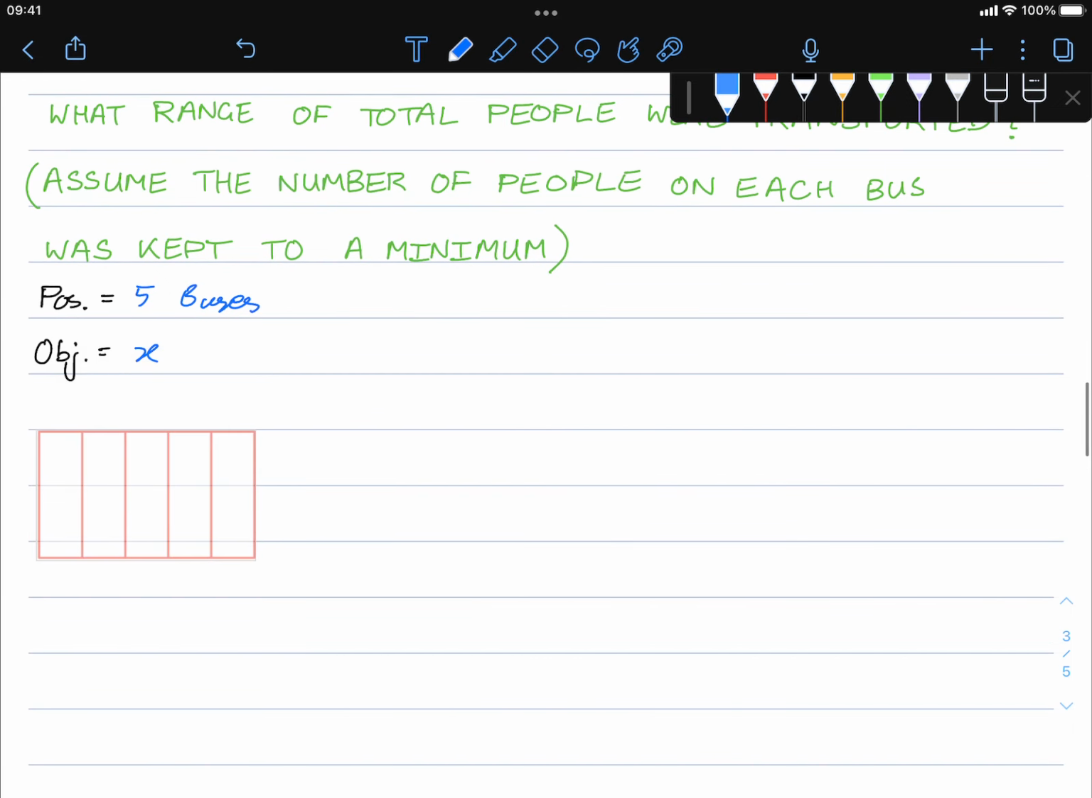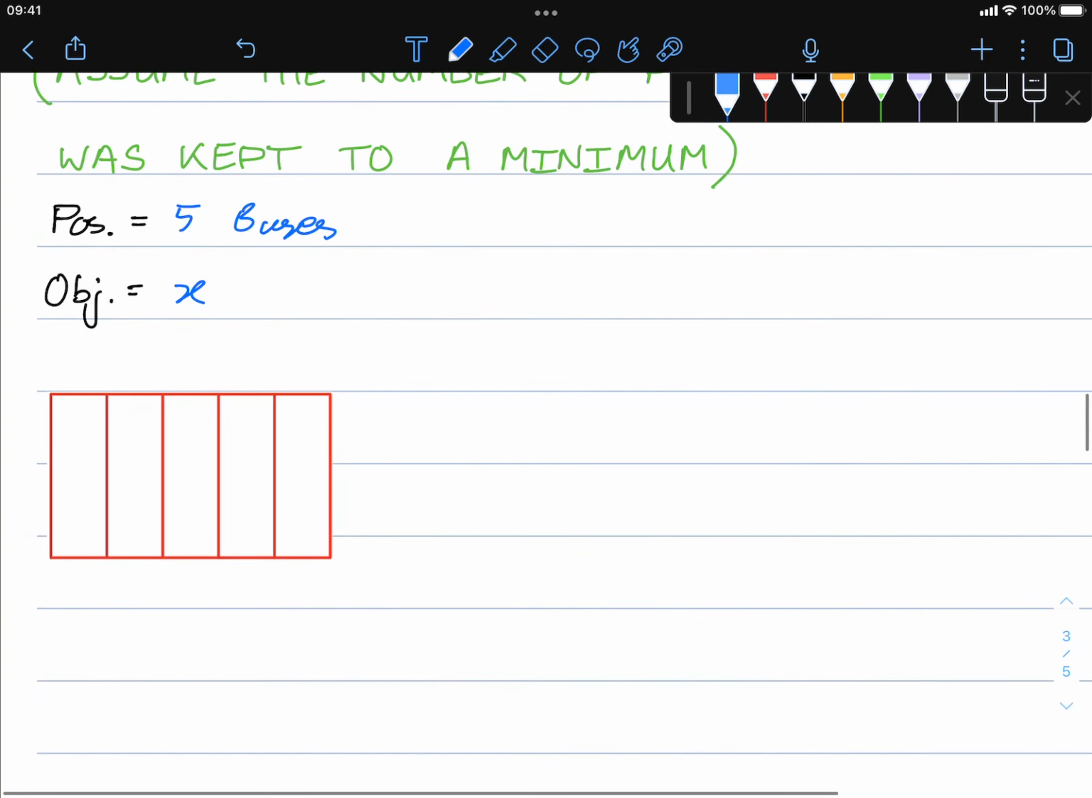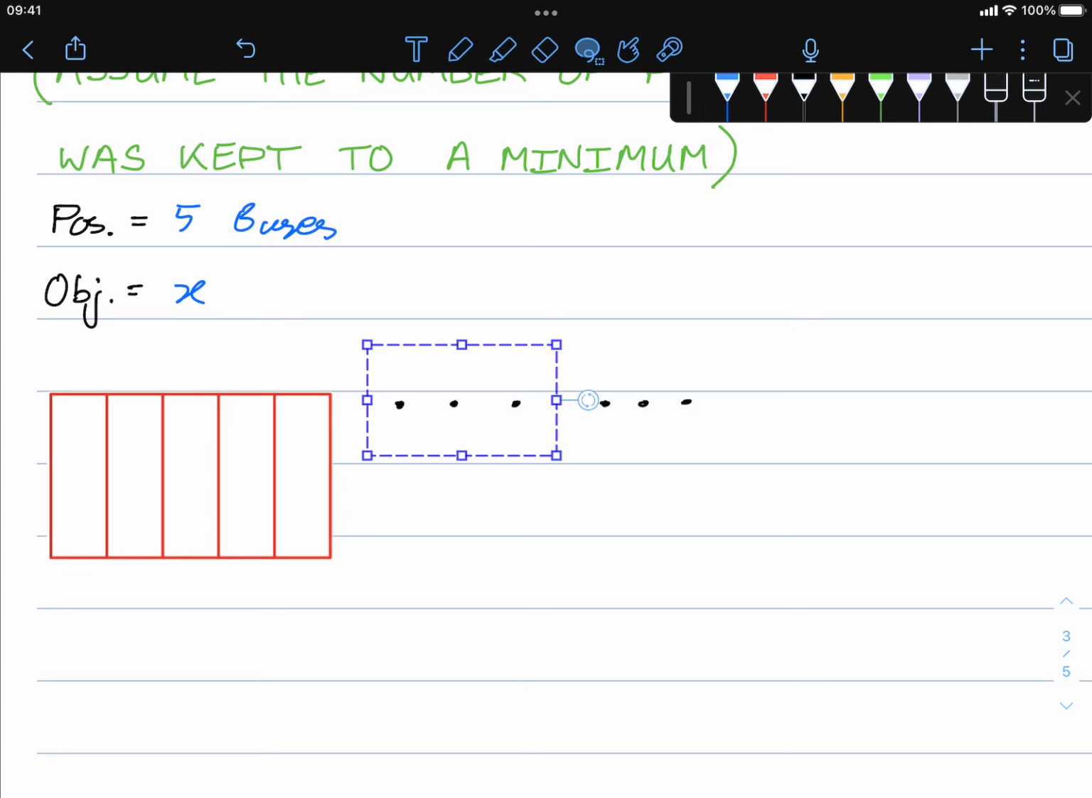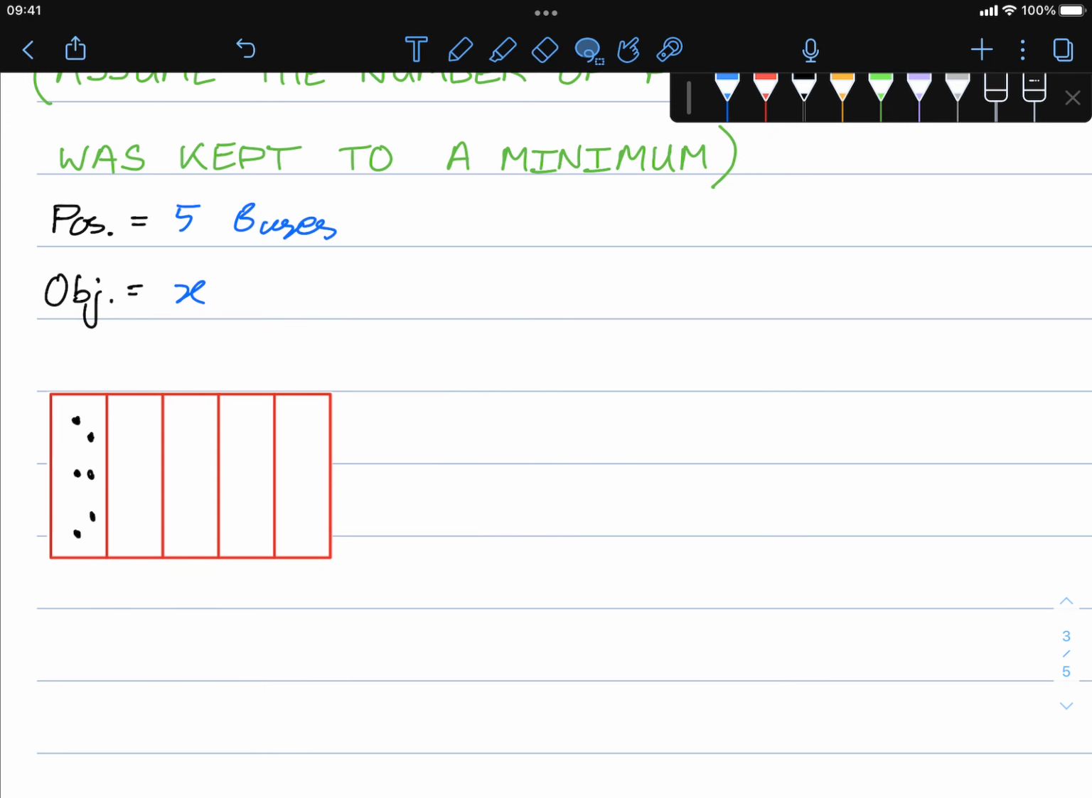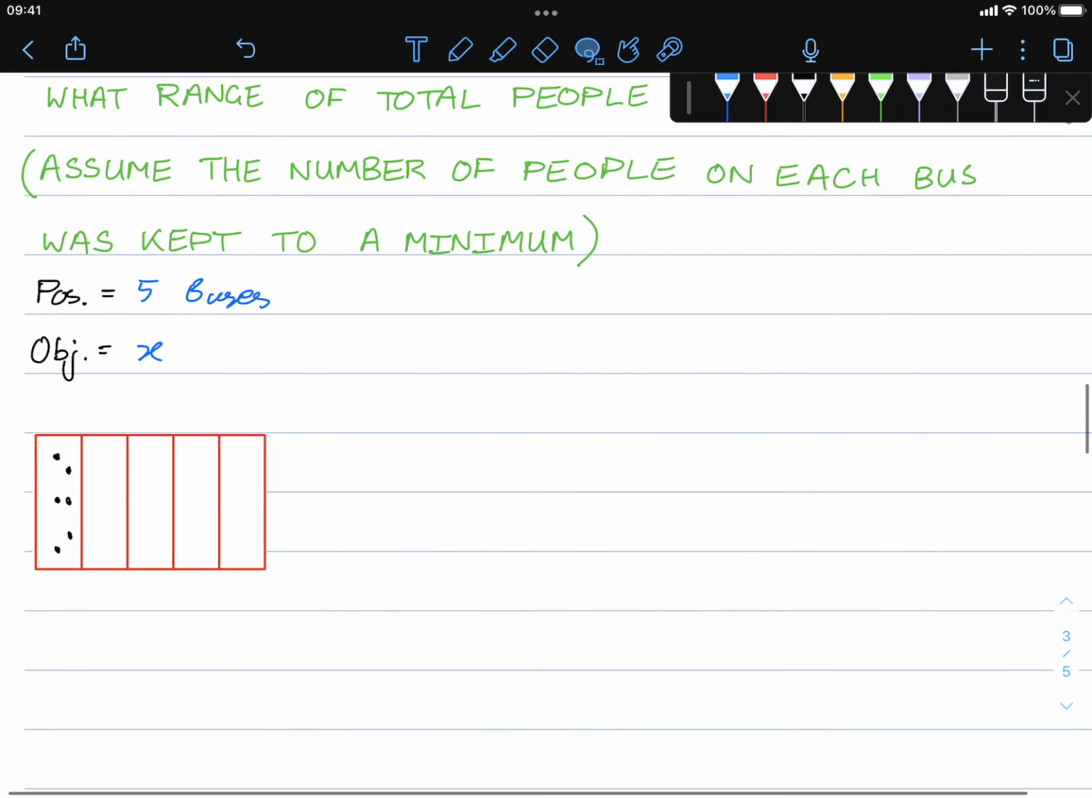But let's simulate this actually. Let's say we had 6 people: 1, 2, 3, 4, 5, 6. Keeping the number of people at a minimum would mean that we would never put all 6 people onto one bus, because that wouldn't be keeping the number of people on each bus at a minimum.